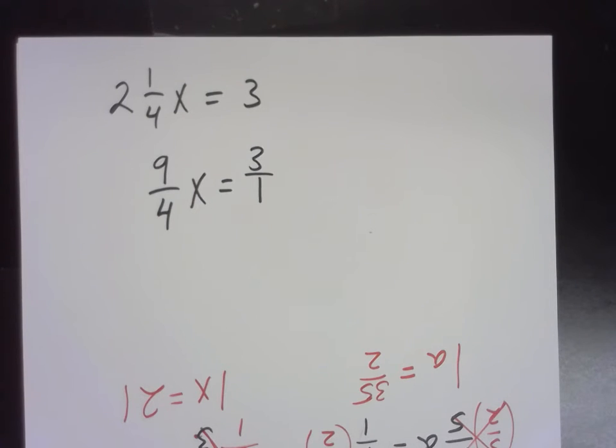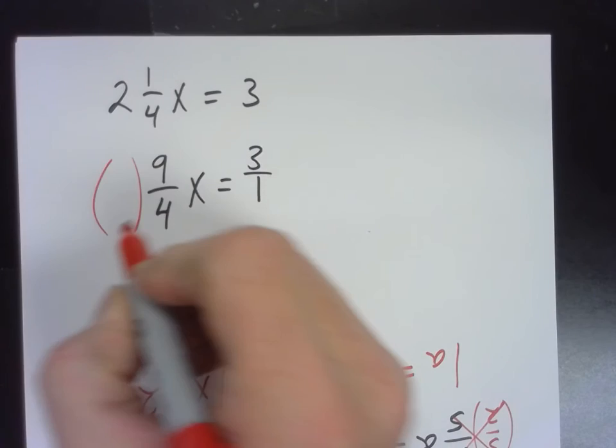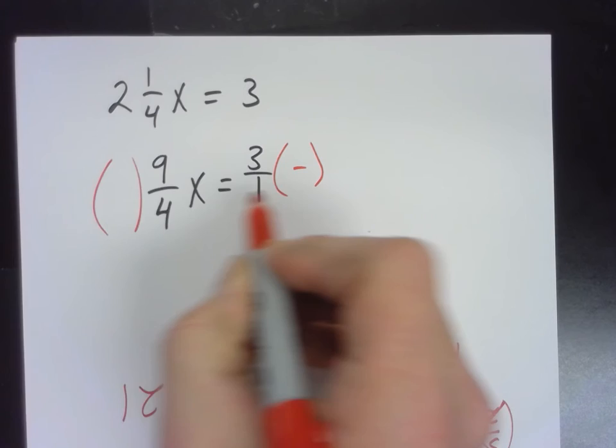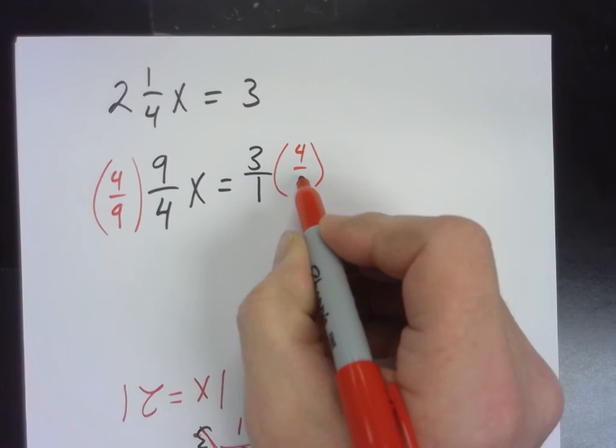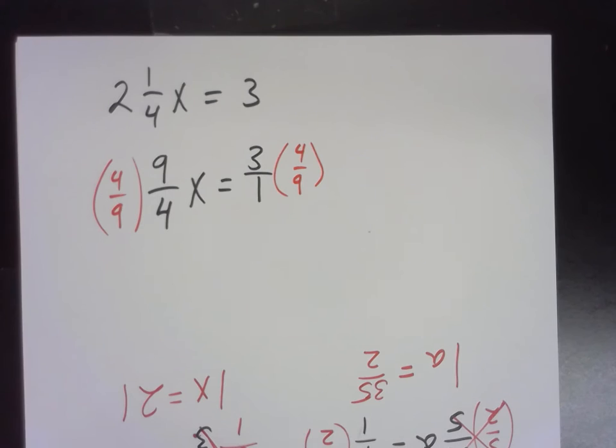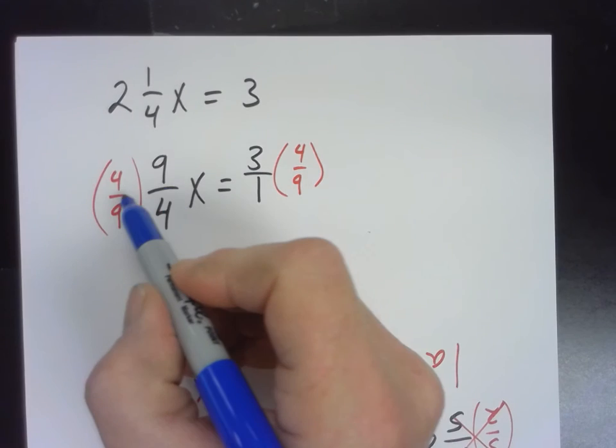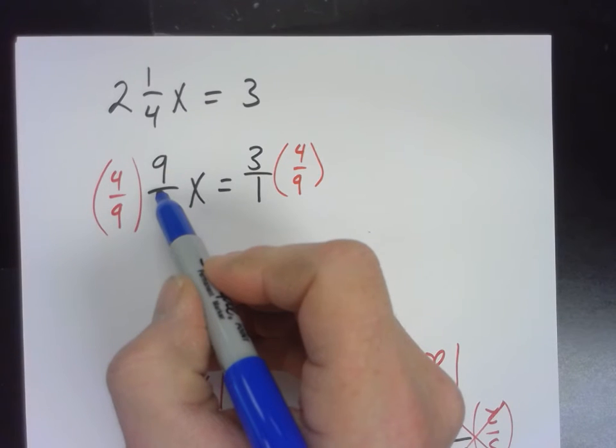Hey Jim, what's the opposite of timesing by 9 over 4? Timesing by its reciprocal, dividing? Okay. Lilith, what happens when you multiply a number by its reciprocal? Yeah, you get positive 1.